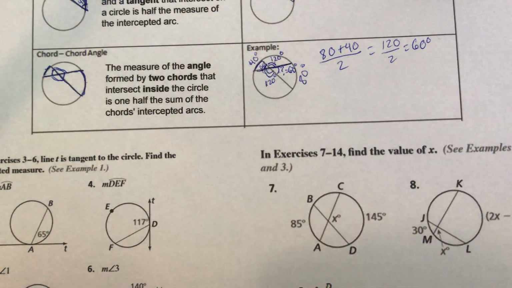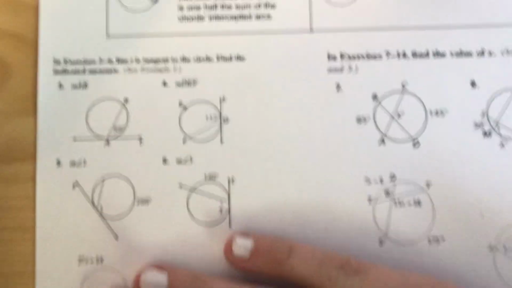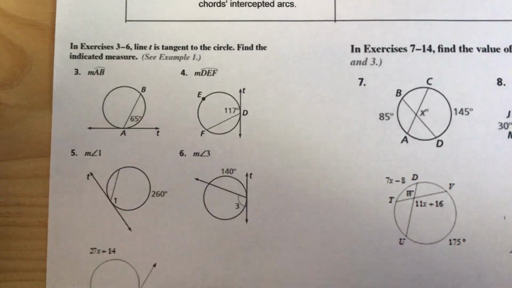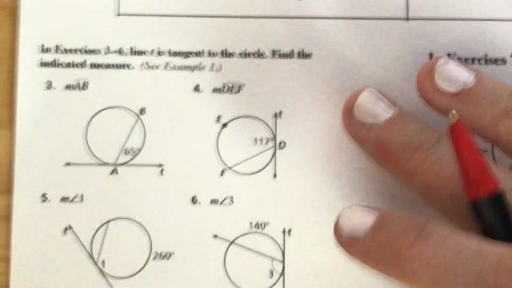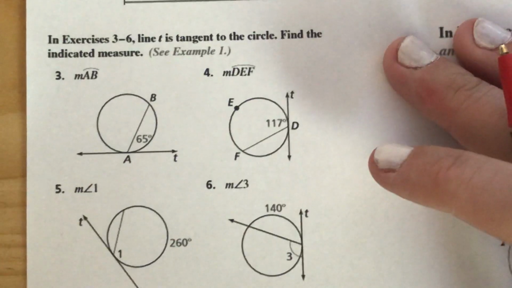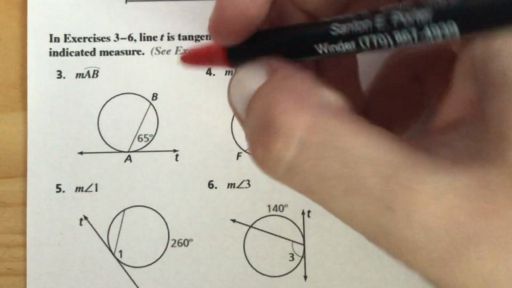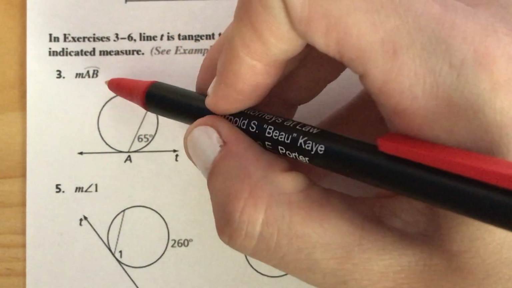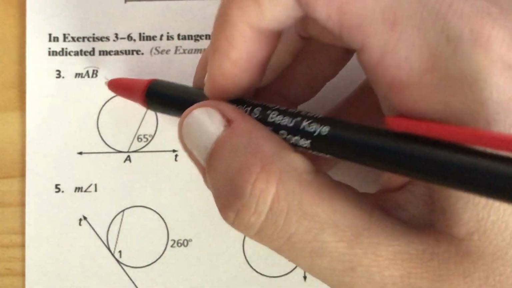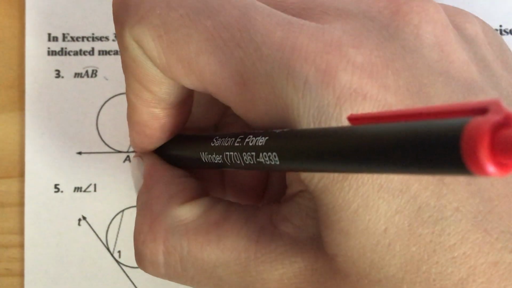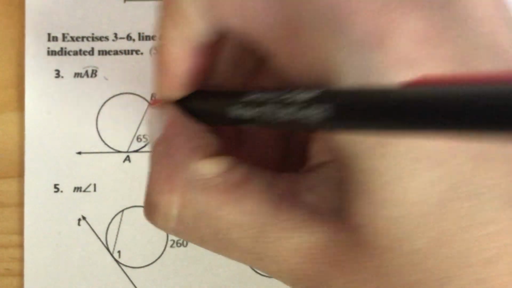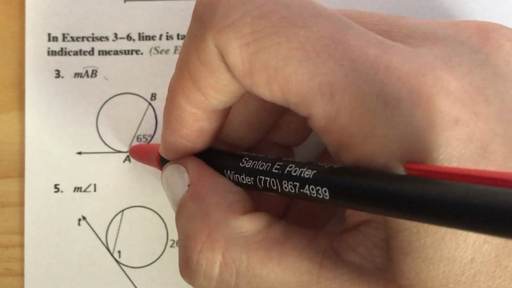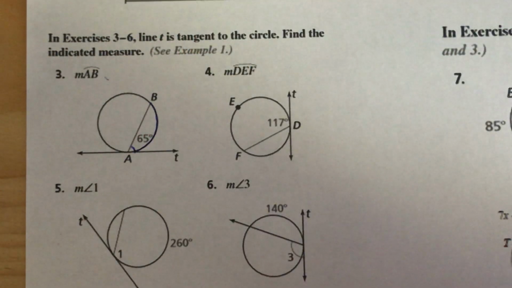But let's do some example problems. For the first example problem, I'm going to zoom in a little bit so you can see. Okay, there we go. Hopefully that's good. All right, so for this first one, we always look to see what it's asking for. It's asking for the measurement of this arc. I can assume this 65 is talking about that angle right there.